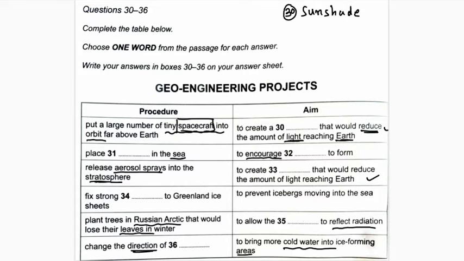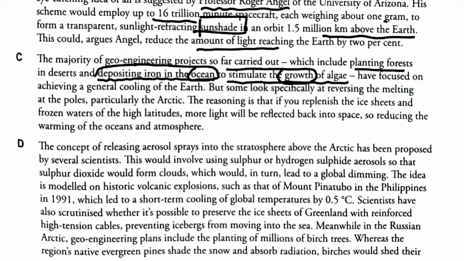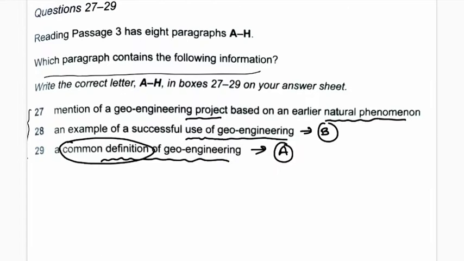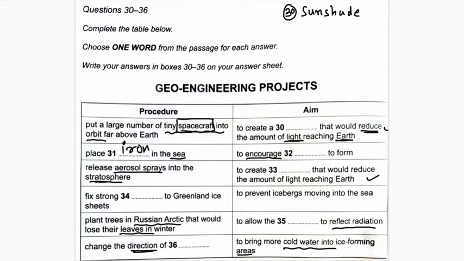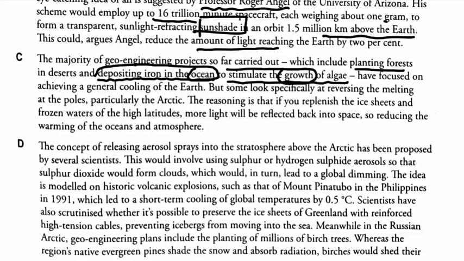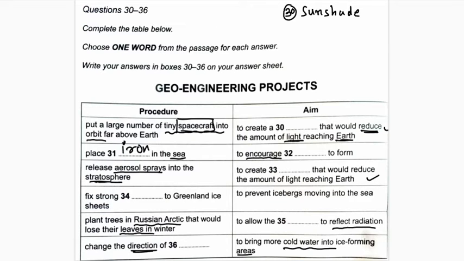And we already have ticked such kind of keywords, guys. So place dash in the sea. Sea has a synonym with ocean. So what do you have to place? Place means to deposit. So deposit iron. So it is better to first look out iron, so not ions, only iron. To encourage dash. So what to encourage? That is, to stimulate the growth of alga. So that is our second answer, right? So here is the second answer. Okay, next.